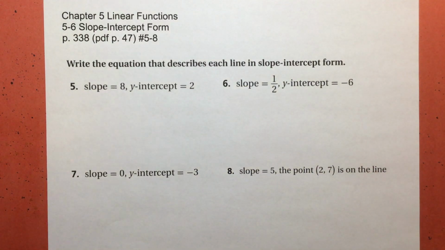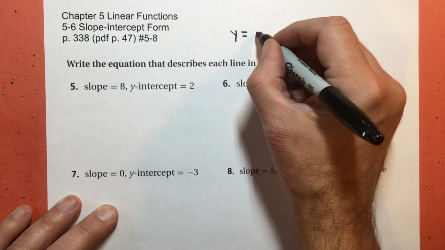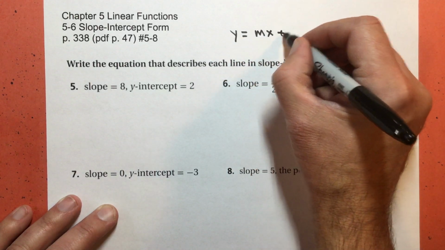Hello, welcome to Chapter 5, Section 6, the Slope-Intercept Form. I'm on page 338, 47 on the PDF, and we're going to do problems 5, 6, 7, and 8. We're going to write the equation in slope-intercept form. Remember, slope-intercept form is y equals mx plus b.